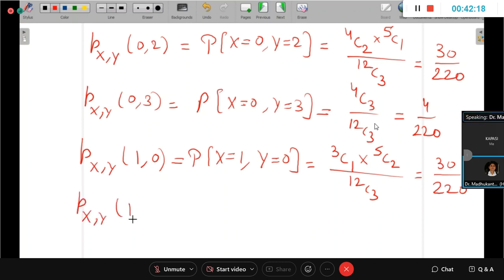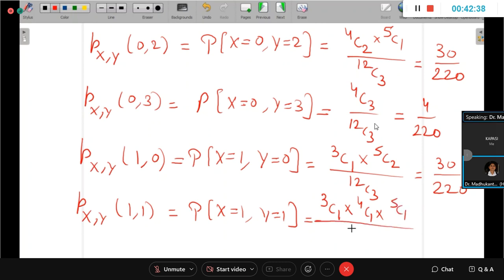p(x, y) of 1 comma 1. Probability of x equals 1 and y equals 1. So out of 3 new, 1 is coming, right? Out of used battery, 1 is coming. And the rest will come from the defective. So 5 choose 1 divided by 12 choose 3. So that's going to be 60 by 220.